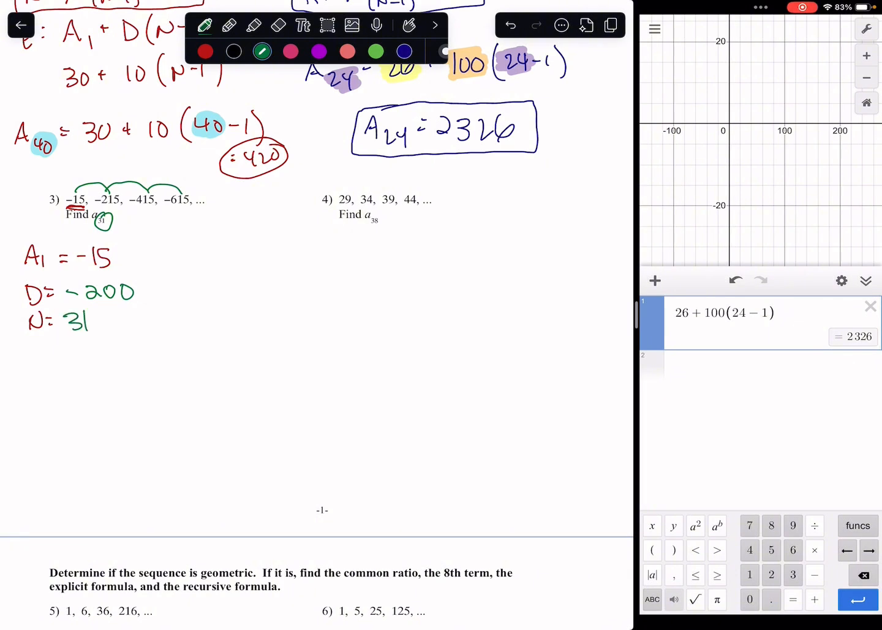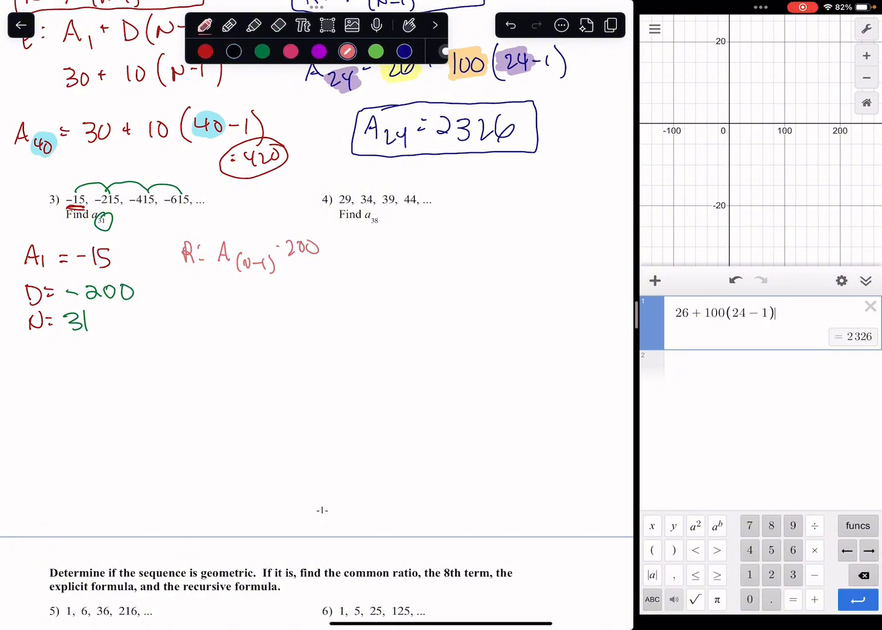So our recursive formula, all I did was look at the previous number and I subtracted 200 every time. That's the recursive formula. Explicit is going to be A of 1. Sorry, explicit is going to tell us which number exactly we're looking for.